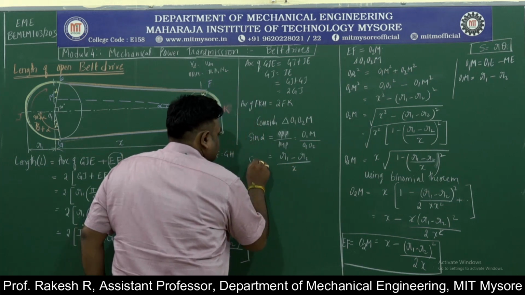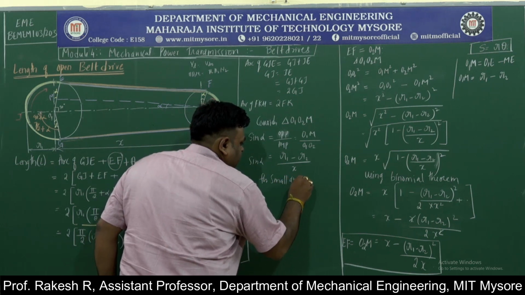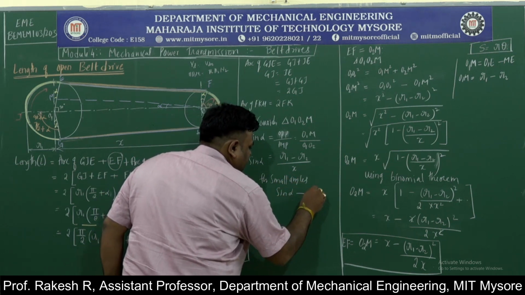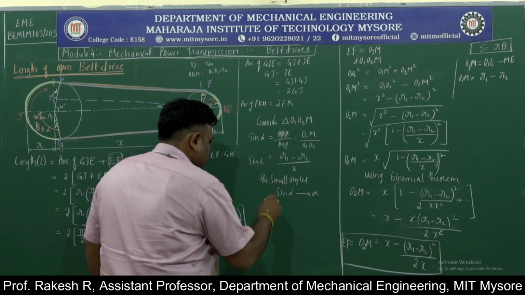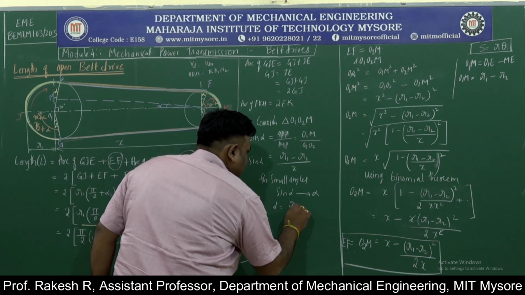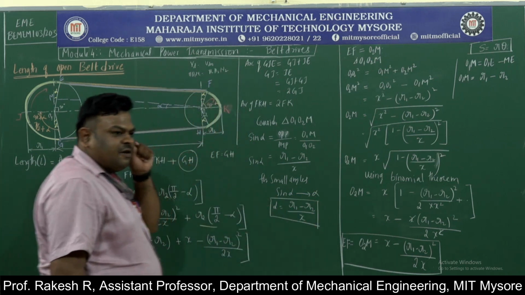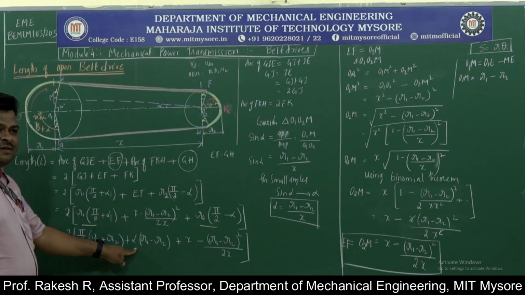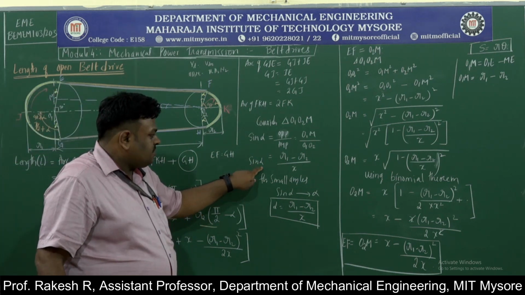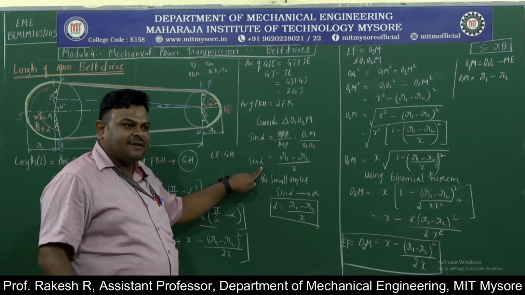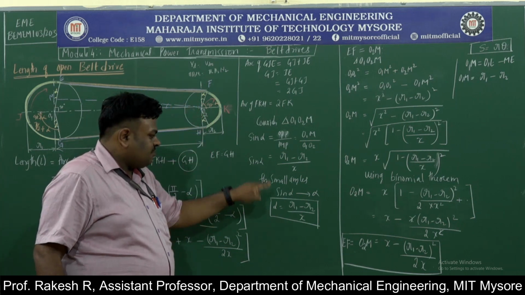So for small angles, sin alpha tends to alpha. That is, for a smaller angle, sin theta tends to theta. Same limits we are using. So alpha is equal to r1 minus r2 by x. So this is the equation for alpha. You have to consider this very carefully because this alpha will be changing in cross belt. Here it is different, whereas in cross belt it is different. So consider this alpha.